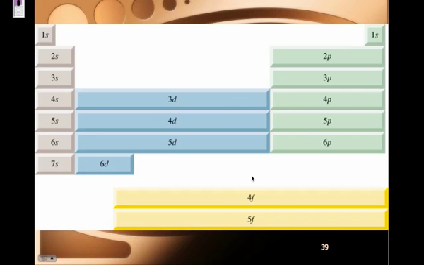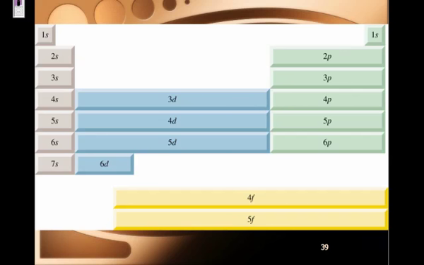So if we look up at the periodic table, we have the S block right here. The first 2 groups are the S block. The P block, groups 13 through 18 here. The D block, right here, the transition metals. And then the F block is the actinide and lanthanide series.